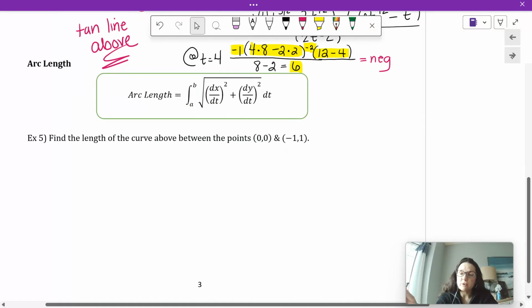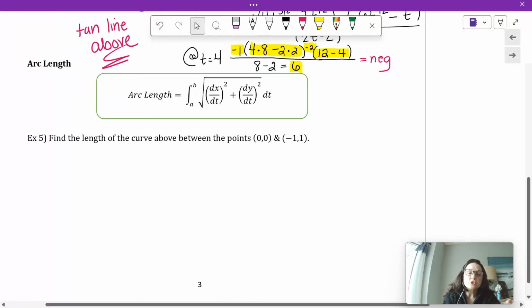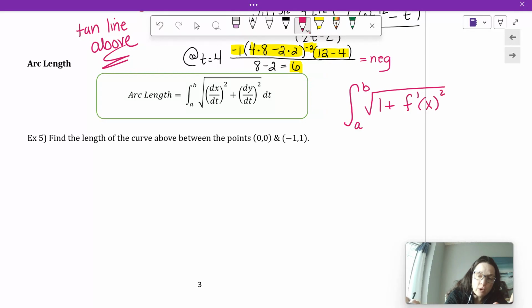Last little piece, right? This is the last piece. Am I right? I'm right. Last little piece here just says arc length. You've done arc length already. Quick reminder. Arc length from the old days is the integral from a to b of the square root of 1 plus f prime squared.